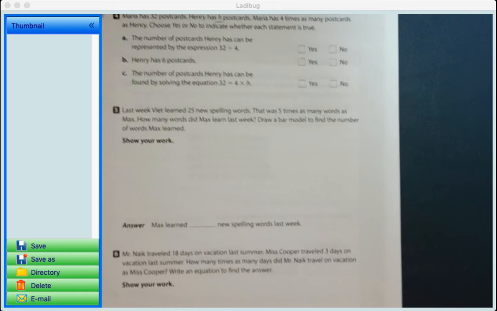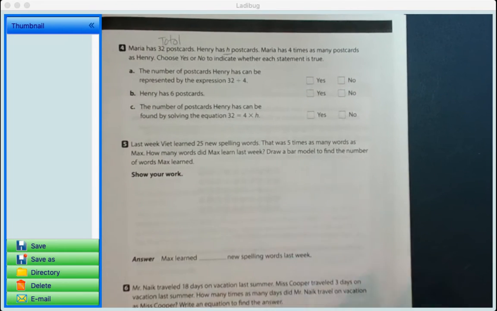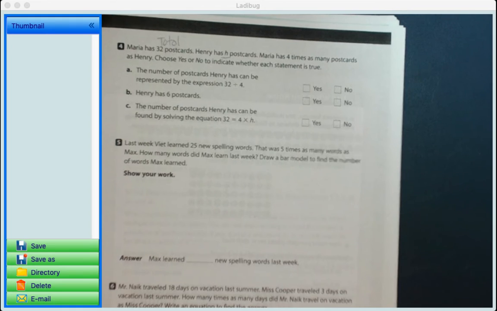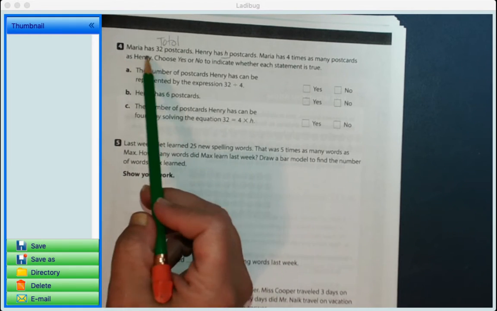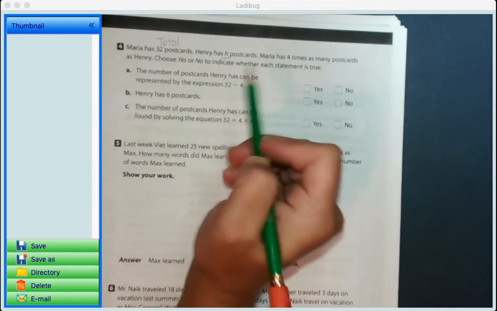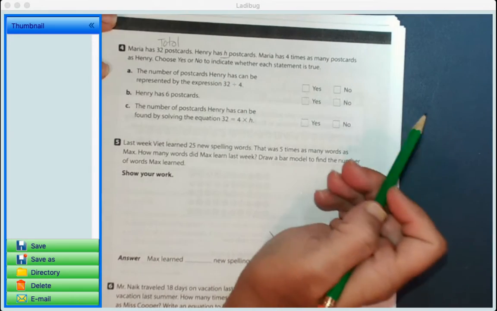All right. No, oops. Sorry. So I'm on page 53 at the bottom. I'm sorry, at the top. Maria has 32 postcards. Henry has H postcards. Maria has 4 times as many postcards as Henry. Choose yes or no to indicate whether each statement is true.